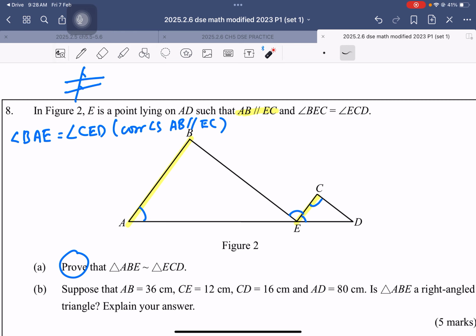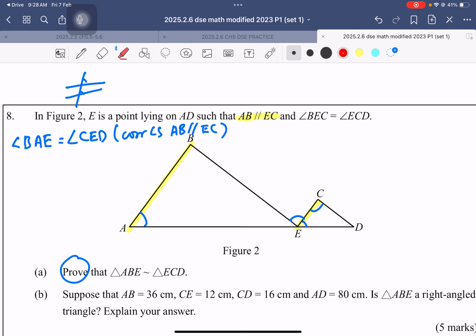So now you can see from here, because these two angles are actually turning angles, aren't they? They are equal. If the turning angle is equal, then we can say these two lines are parallel. Okay? Is this clear?